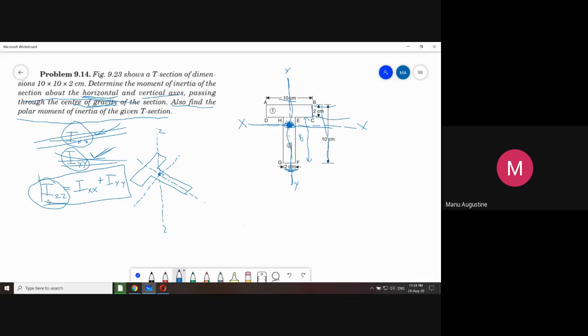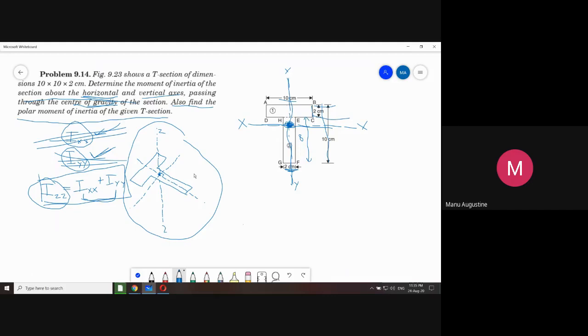Now in order to find the value of Izz, or the polar moment of inertia as described in this figure, all you have to do is simply add these two moments of inertia. So when you add them up, your final answer, Izz, the polar moment of inertia, should come out to be Izz equal to Ixx plus Iyy. The overall answer is 486.22 centimeter raised to power 4. This is your third answer.